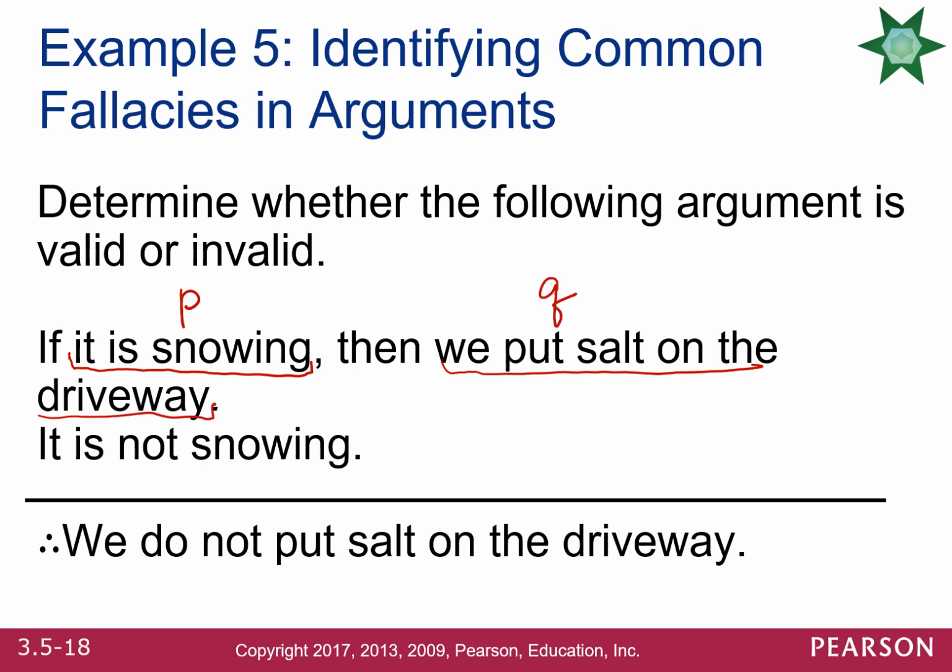All right, given that the symbolic form of the conditional statement will be if P then Q, followed by it is not snowing would be not P, and then for the conclusion, which is we do not put salt on the driveway, is therefore not Q. Correct? So let's see if this is a fallacy and which law of fallacy it fits.